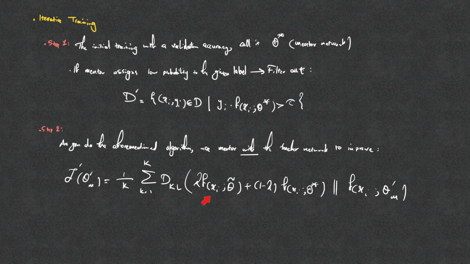And then they do this averaging, so everything else is the same, they just do this averaging to involve the mentor network as well. They start with theta 0 and then ramp it up as the teacher network is improving, therefore this kind of helps with the stability, I presume.